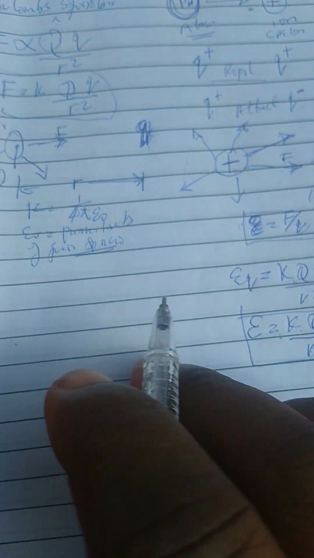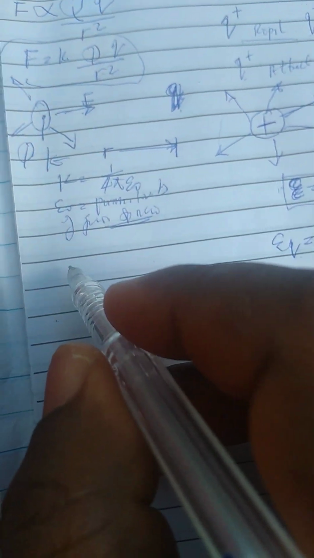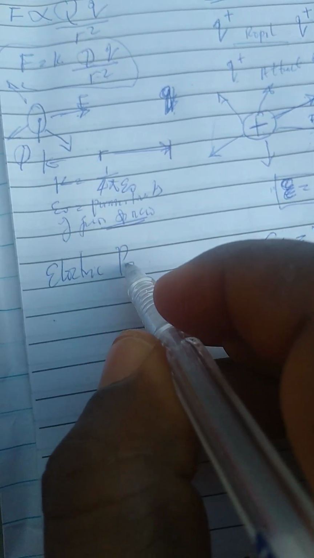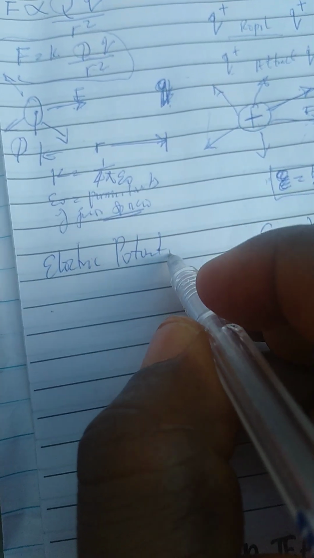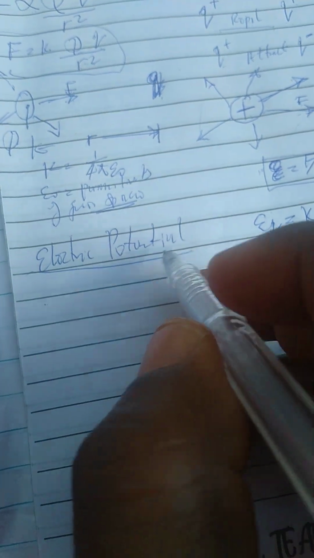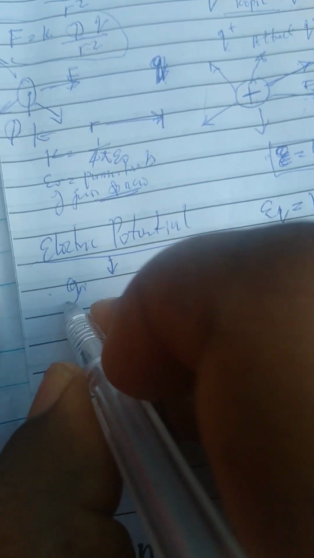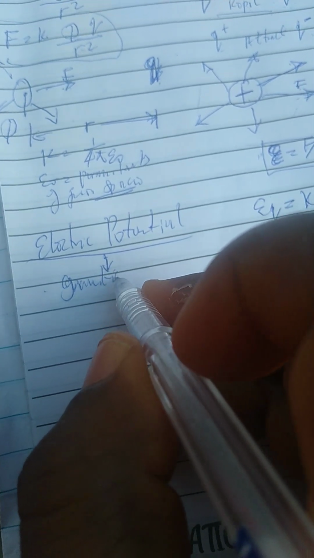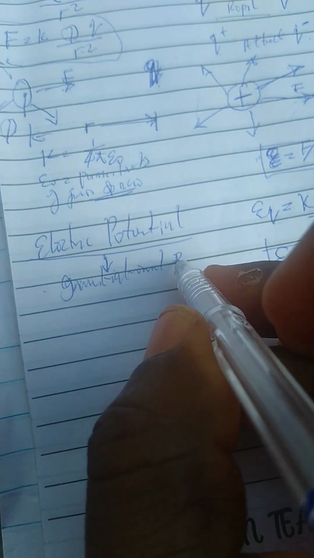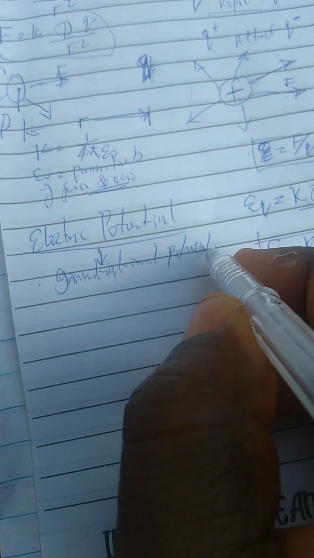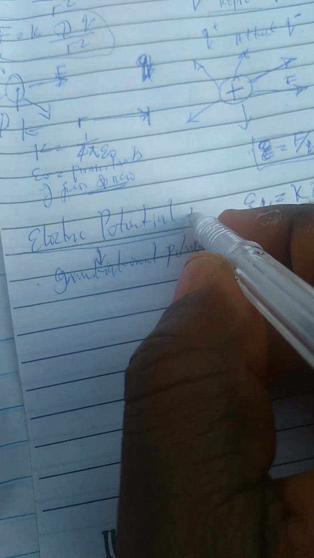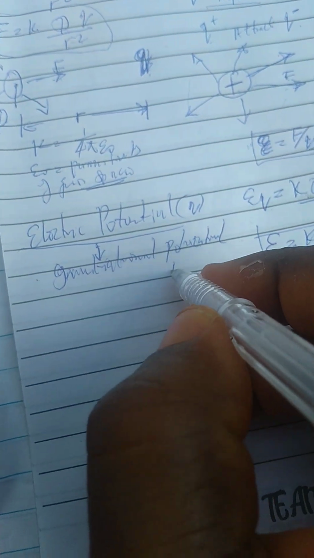Now, another concept we want to introduce is what is called electric potential. This electric potential is also similar to gravitational potential. Under electric potential, we are dealing with charges. Under gravitational potential, we are dealing with masses.